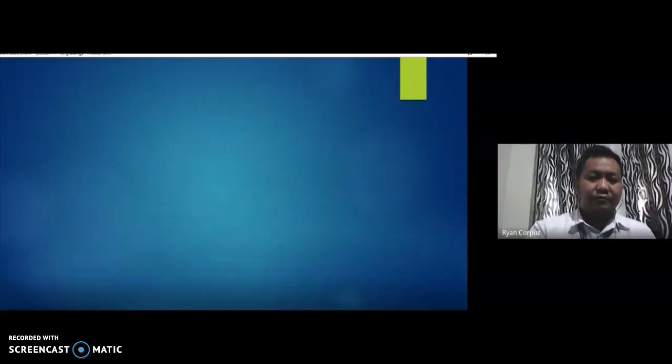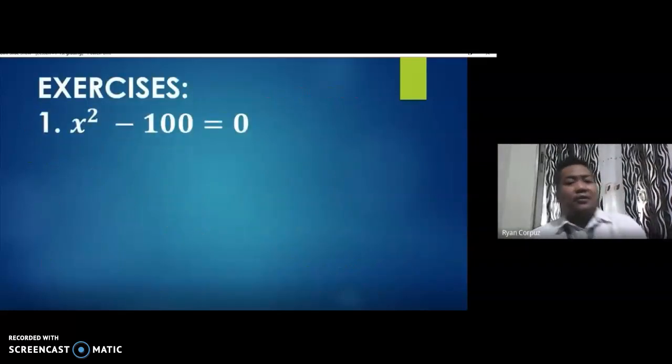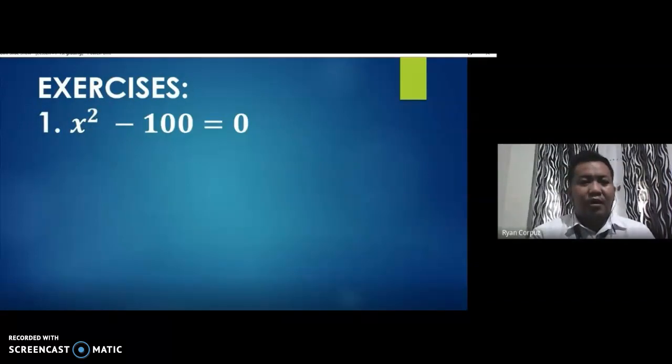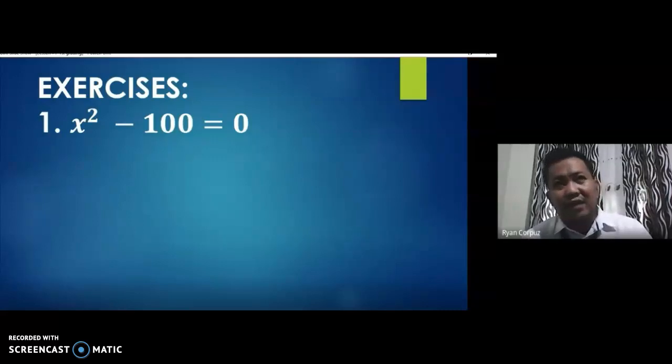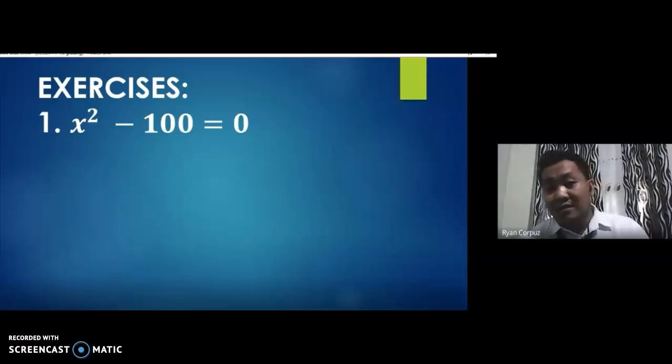Now, let us answer examples of quadratic equations wherein we are going to apply extracting the roots as a method in solving for it. So let's have here number 1. The given is x squared minus 100 is equal to 0. So look at the given. The given does not have a linear term. So it is a quadratic equation in the form ax squared plus c is equal to 0.